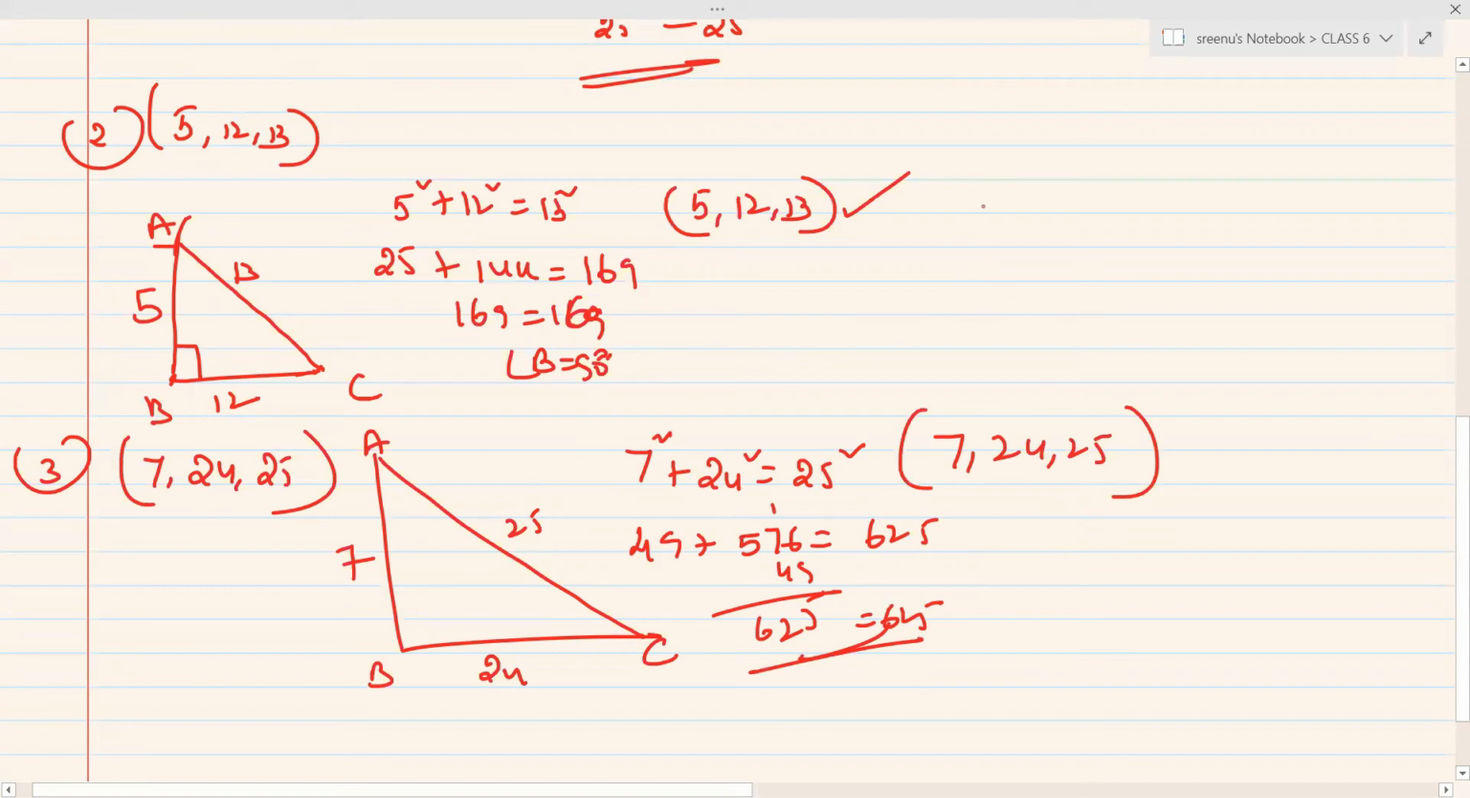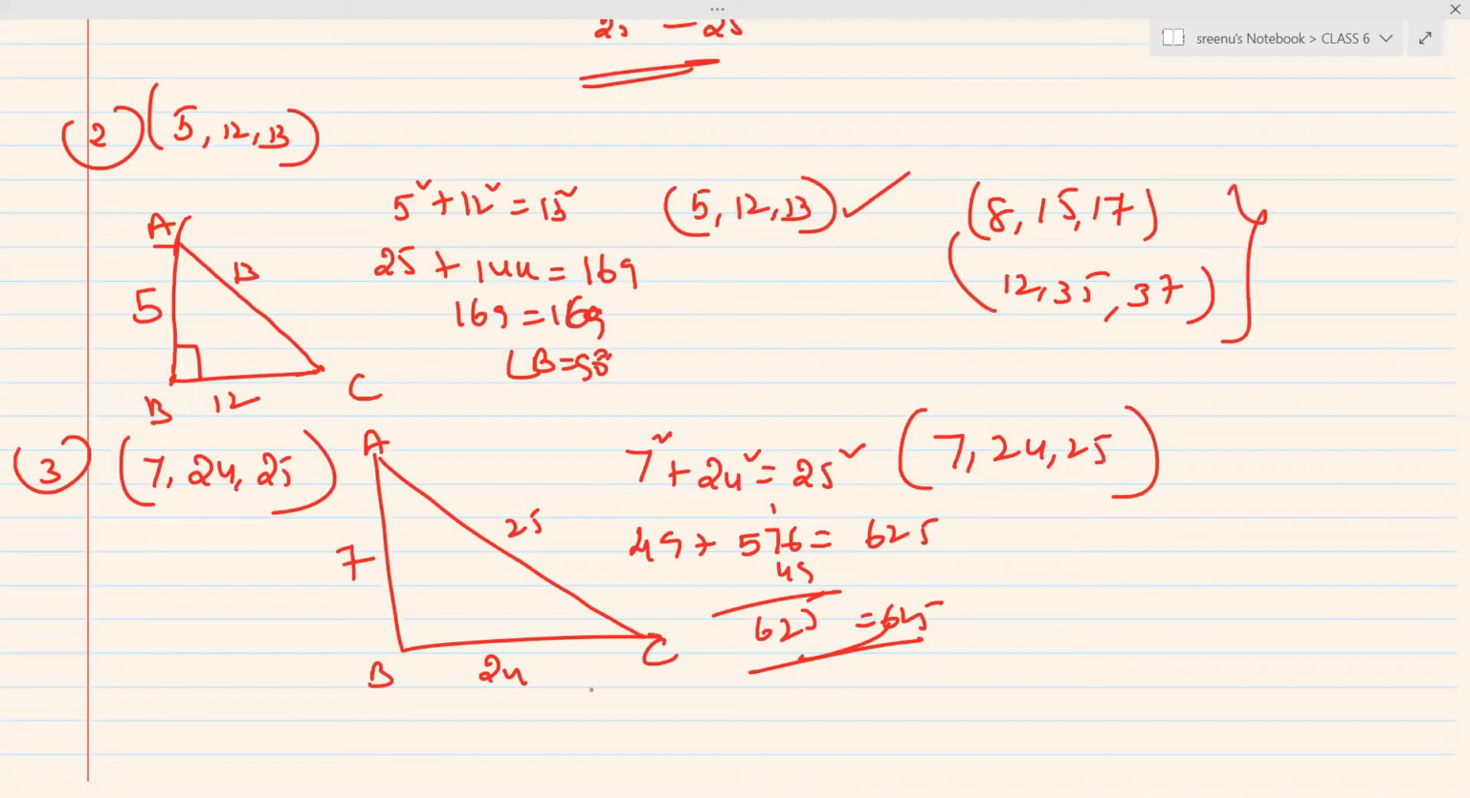And you can check the following: 8, 15, 17, and 12, 35, 37. Here I have given 1, 2, 3, 4, 5 Pythagorean triplets. Please check this. Then we go for the next topic. 8, 15, 17, and 12, 35, 37.